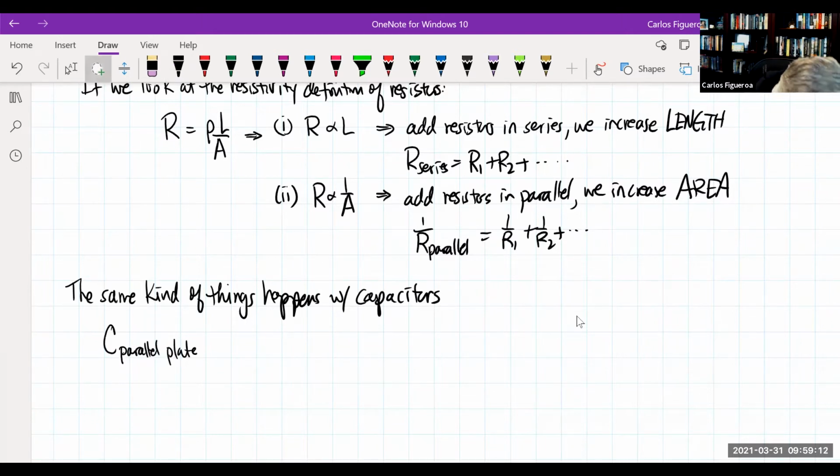By the way, I do not have to do this with parallel plates. I can do this with cylindrical capacitors. I could do this with spherical capacitors. I could do this with any kind of capacitors that you want to talk about.